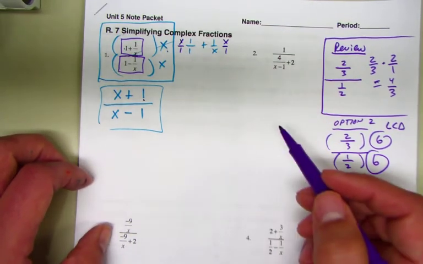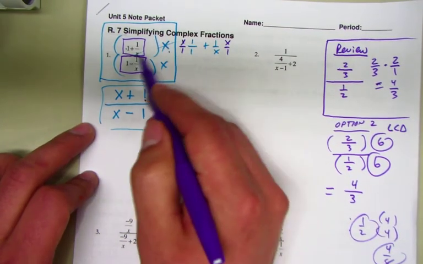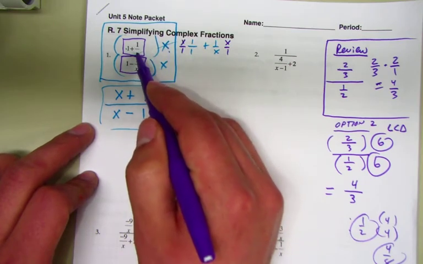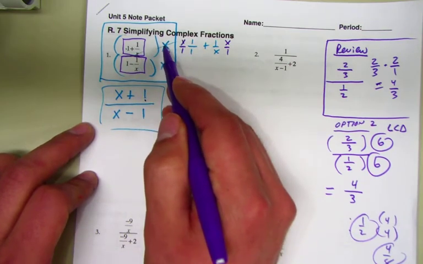That overcomplicates it, though. I'd rather have you look at this and say, well, these x's are going to cancel out because we're dividing, and here we're multiplying by it.